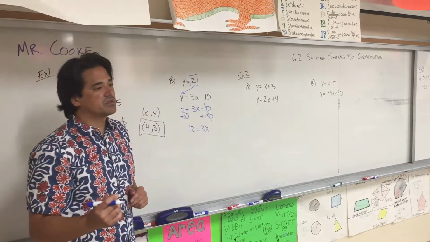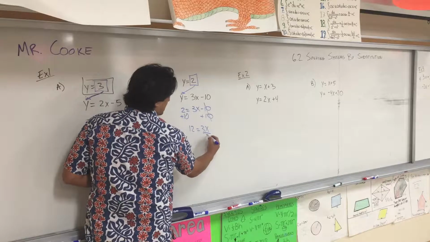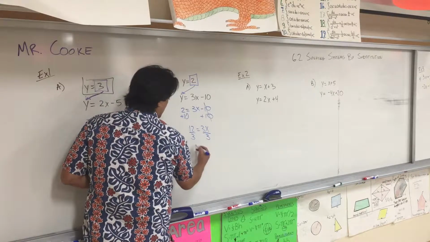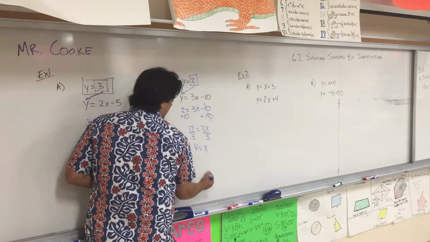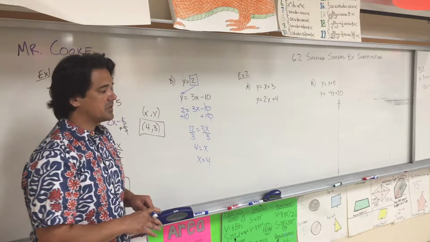Okay, with 12 equals 3x. Again, this is 3 times x, so we're going to do the opposite. Divide by 3. We get x equals 4. Questions?